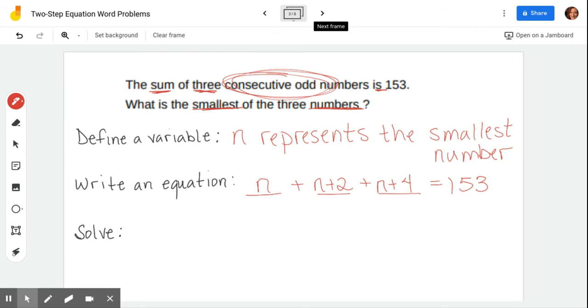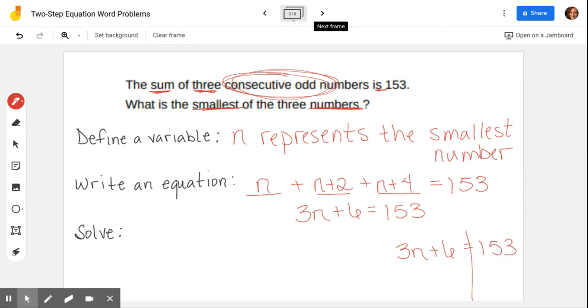Or I can even clean that up a little bit. Let's put our like terms together. Really, I have 3 of those n's and then plus 6 equals 153. Both of those are valid ways to write your original equation. Now, to solve this, I am going to have to put those numbers together anyhow, so I'm just going to focus on the 3n plus 6 equals 153.